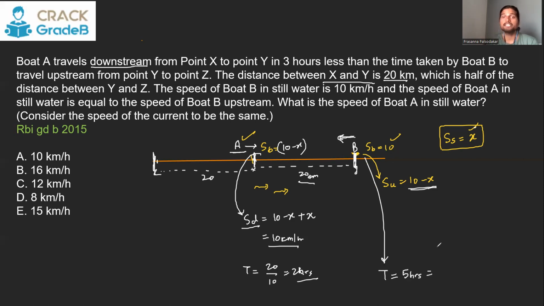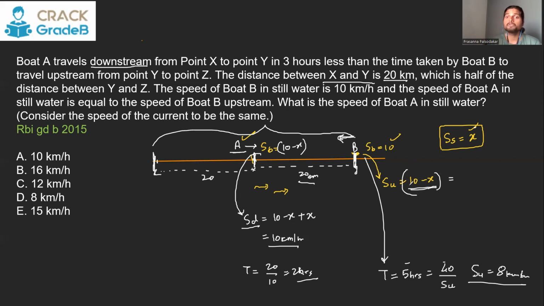And again, time is distance upon speed. This much distance is 40, upon speed. Speed will be speed in upstream, because it is traveling in the upstream direction. That means speed in upstream is 40 upon 5, that is 8 kilometer per hour. So the upstream speed of boat B is going to be 8 kilometer per hour.